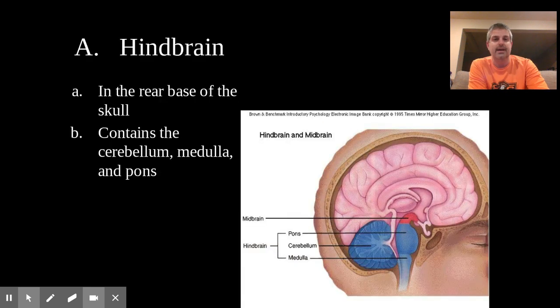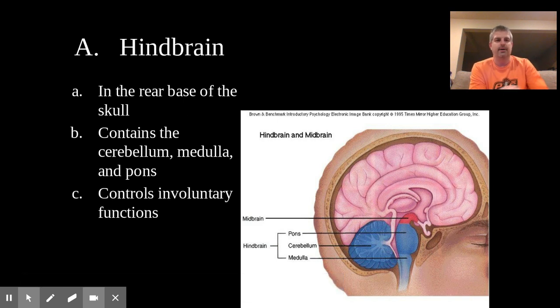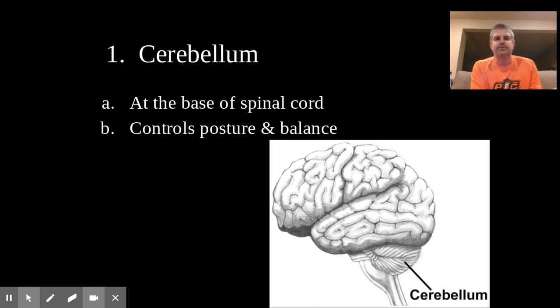So there is the hind brain, which is at the rear base of the skull, right down here. It contains the cerebellum, the medulla, and the pons, and it pretty much controls involuntary functions, things like heart rate and stuff like that. Now, we'll talk about the cerebellum, the medulla, and the pons. The cerebellum is at the base of the spinal cord, as you can see. It controls posture and balance, but that's not the only thing.